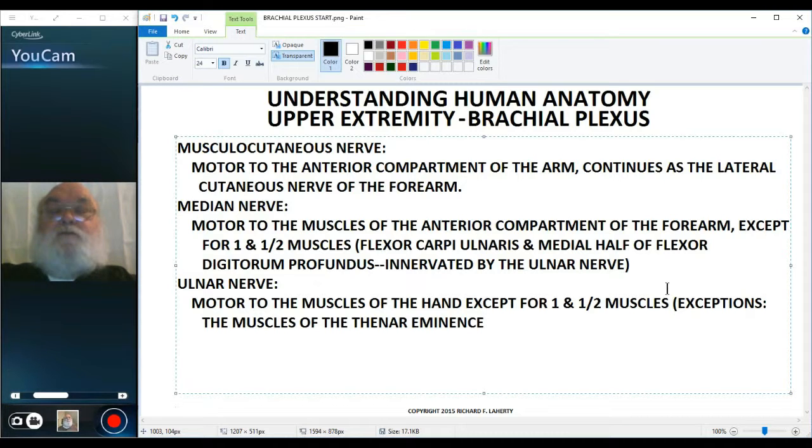And the half muscles are the lateral 2 lumbricals. Again, it's 2 muscles, but it's 2 of 4, so it's half the number of lumbricals. And the exceptions in the hand are all innervated by the median nerve.